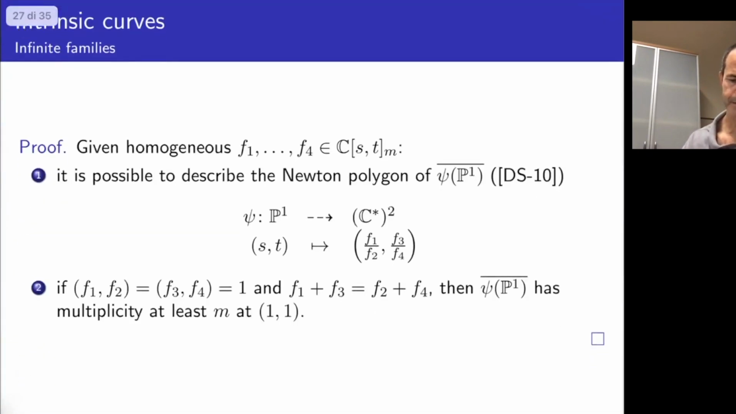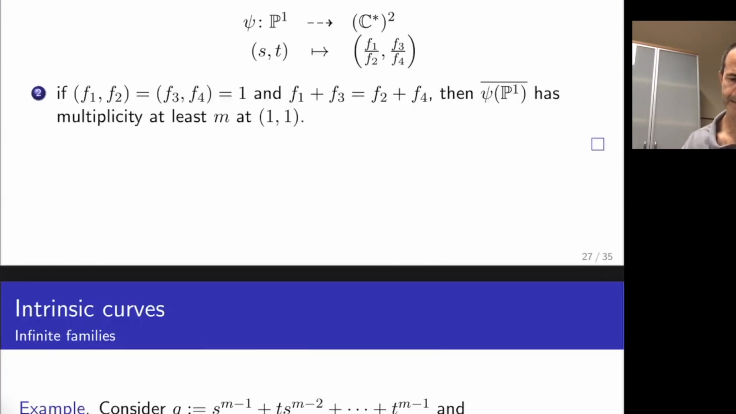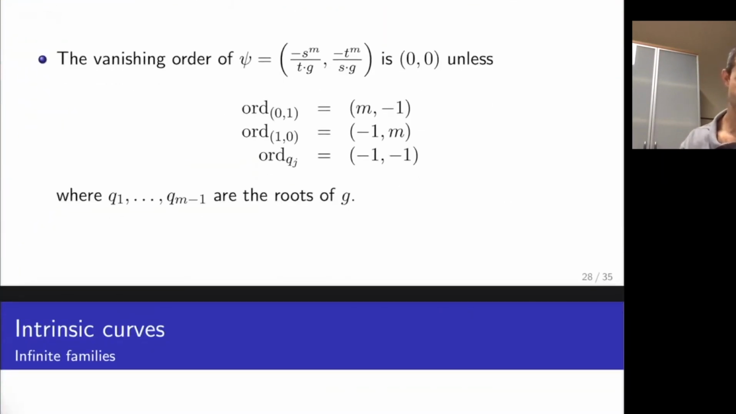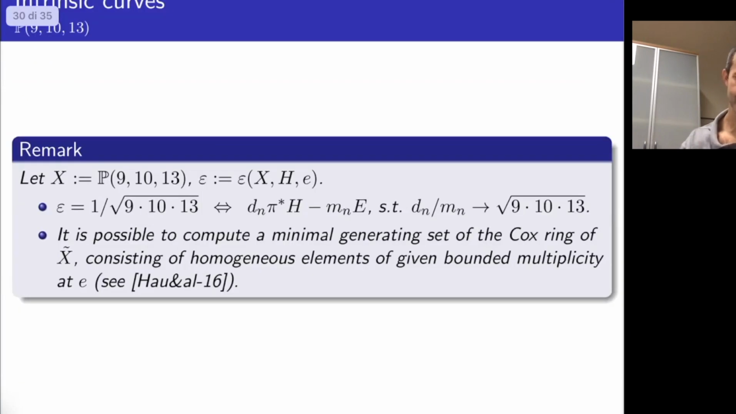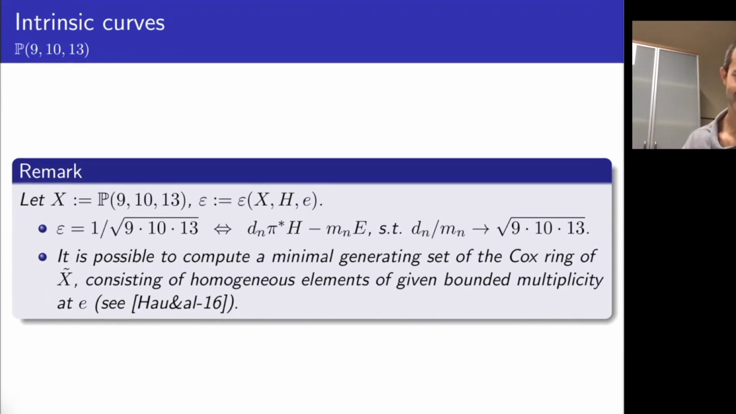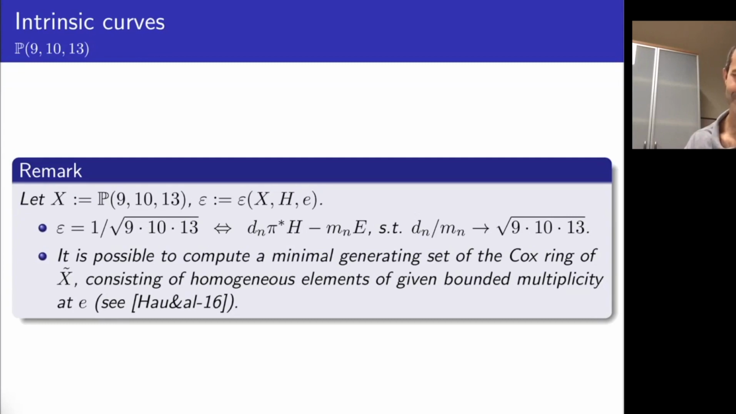The proof is not difficult, but I skip this proof because I want to finish by going back to the initial problem. So how could this definition of the intrinsic curve help in the problem of proving that the Seshadri constant of a weighted projective plane is irrational?